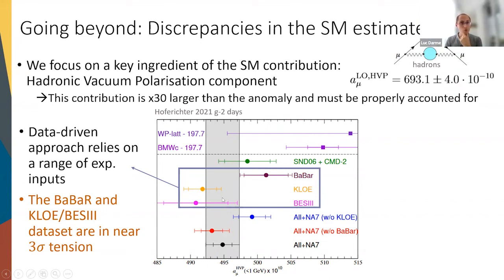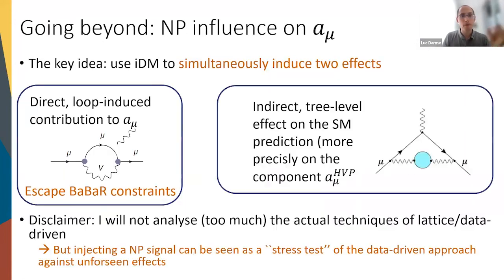But because the data-driven approach relies on many different experiments, it's a combination of all the different experimental results at once. So in particular, it's important to see that in this data set, BaBar, KLOE, and BESIII are actually in some 3 sigma tensions. So the more you look deep into this g-2 business, the more you realize that we have anomalies everywhere. We have anomalies between the standard prediction of the data-driven and the experiment, the data-driven and the lattice, and within the data-driven, we also have anomalies. So this whole thing is filled with anomalies.